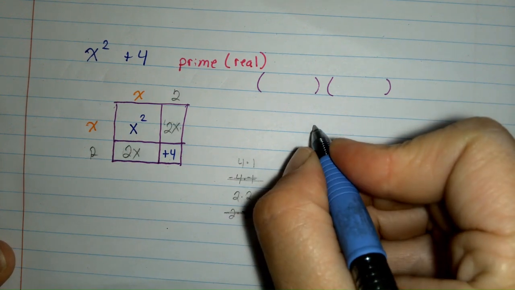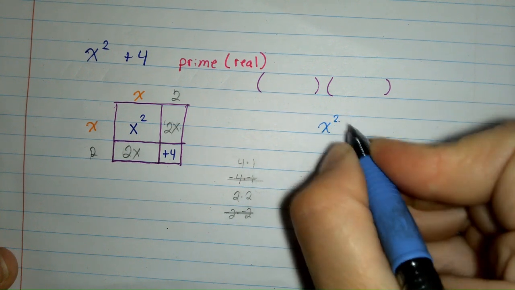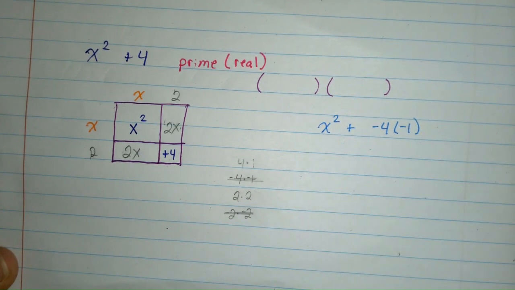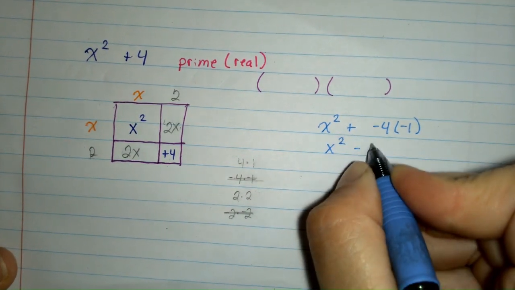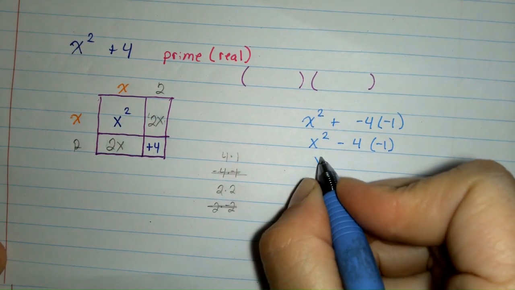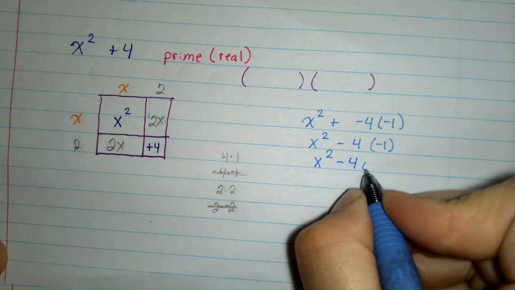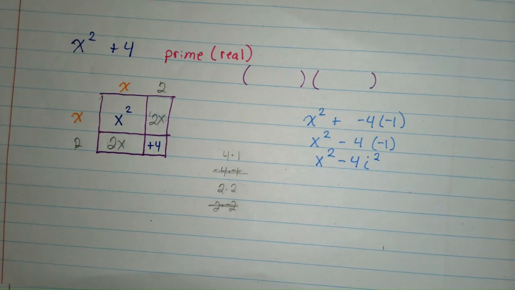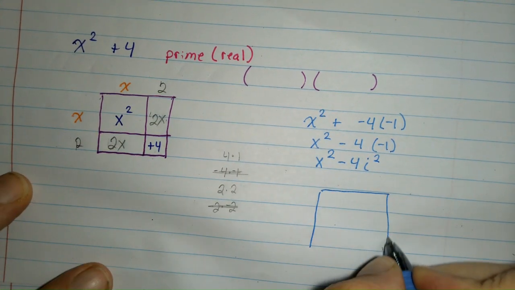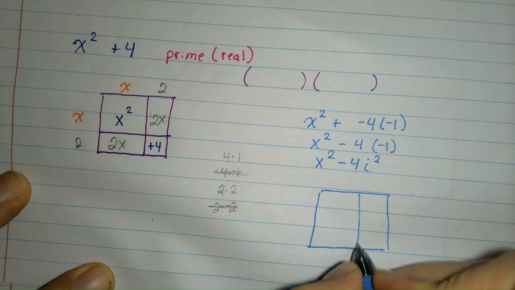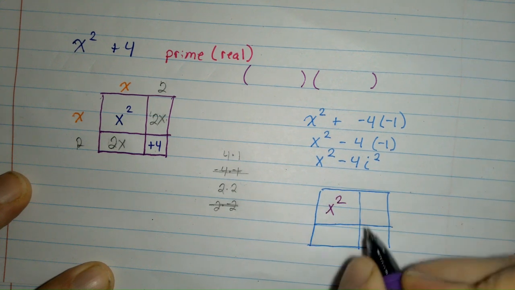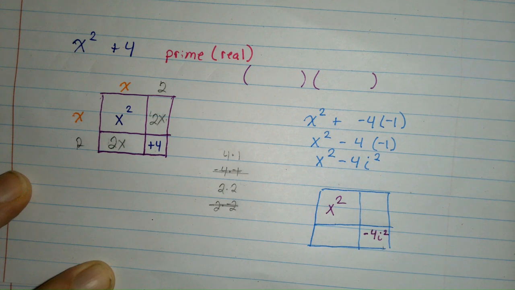So I'm going to adjust the problem for those who work with imaginaries to x squared plus negative 4 times negative 1, or x squared minus 4 times negative 1, same thing. Negative 1 is going to be a placeholder for my i squared, because that's what negative 1 equals, is negative i squared. Now we can go ahead and look at this as, put the x squared here and then minus 4i squared.